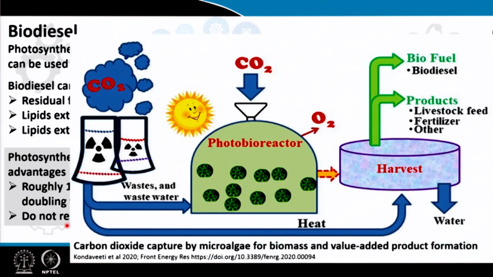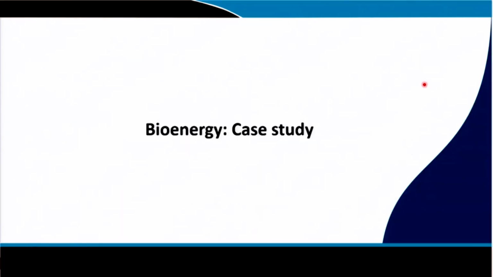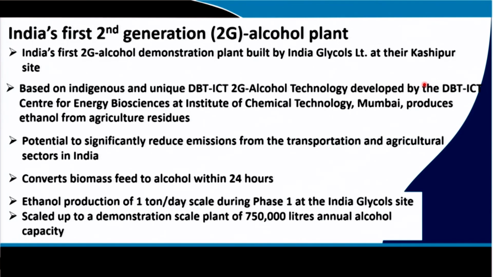For example, the carbon dioxide captured by microalgae for biomass and value-added product formation is shown in the diagram, where you can see that the waste materials are used in the photobioreactor, where carbon dioxide is further captured and then biomass is produced, which is converted into livestock feed, fertilizer, and also biodiesel molecules.